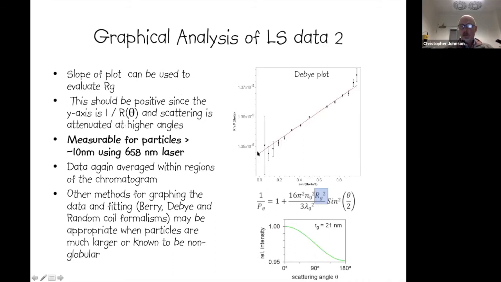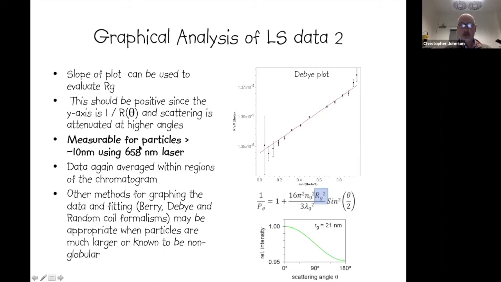The slope of this Debye plot then is reflecting a change in intensity. This is decreasing intensity as a function of increasing angle. So this is the attenuation of the scattering as a function of angle. And therefore the slope of this plot can be used to determine RG. It should be positive because of this being high intensity and this being low intensity.